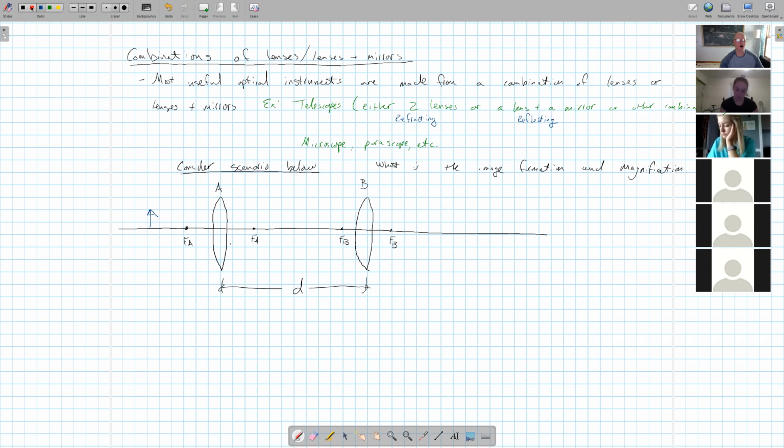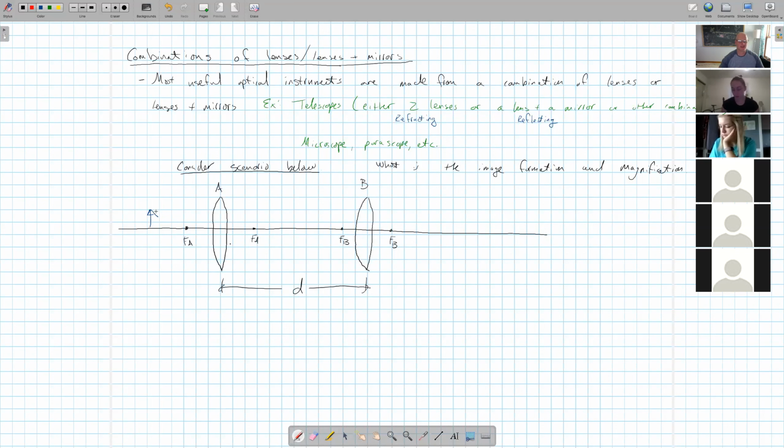Let's first talk about our ray diagram. We're going to draw a ray diagram for the first lens, ignoring the fact that the second lens even exists. We're not even going to touch the second lens. Once we create the image from that first lens, that image becomes the object for the second lens, and we use that to draw the ray diagram for the second lens, ignoring the fact that the first lens even exists.